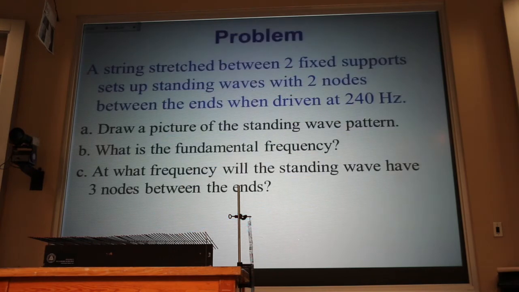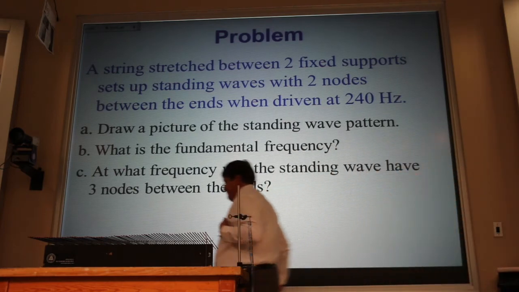Now, this is a simple problem, just to get us started. A string stretched between two fixed supports sets up standing waves with two nodes between the ends when driven at 240 hertz. Draw a picture of the standing wave pattern. What is the fundamental frequency for this setup? And at what frequency will the standing wave have three nodes between the ends? So really quick, see if you can solve that.